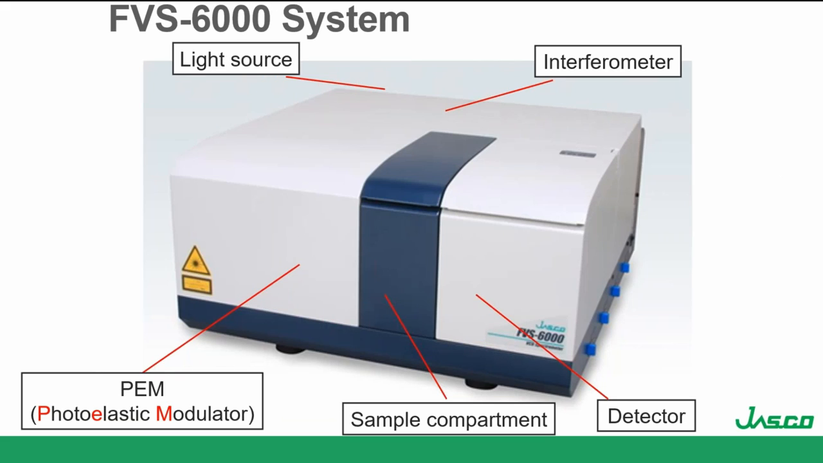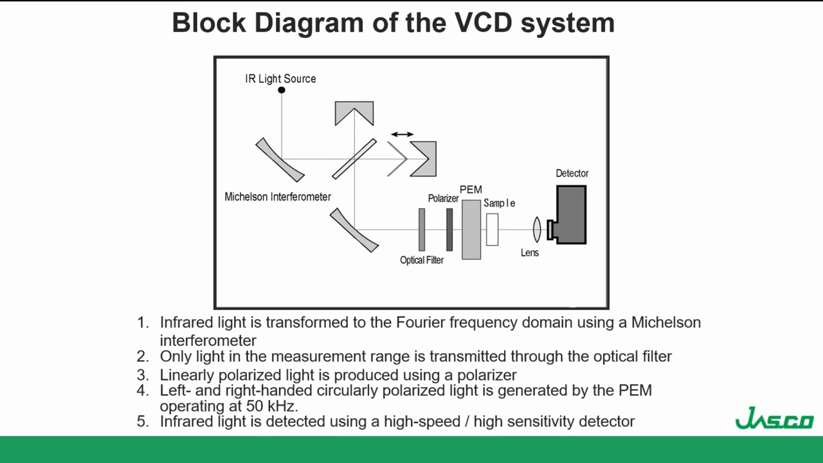So the FVS 6000 is an optical system that is based on our high-end research model, the JASCO FTIR 6000, and this instrument has a light source, interferometer, a photoelastic modulator, a sample compartment, and a detector. The light source is an infrared light, and the light is transformed in the frequency domain in the Michelson interferometer. Only the light in the measurement range is transmitted through the optical filter. Then it goes to the polarizer where it's linearly polarized, and the left and right hand circularly polarized light goes through the PEM and then through the sample. And the signal is recorded by a detector.